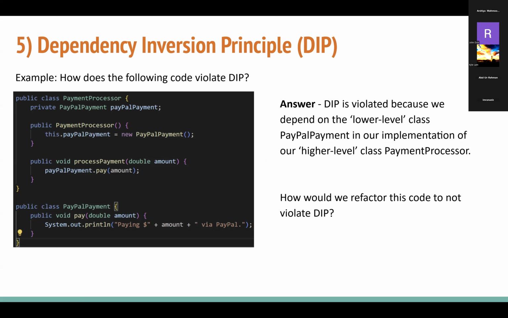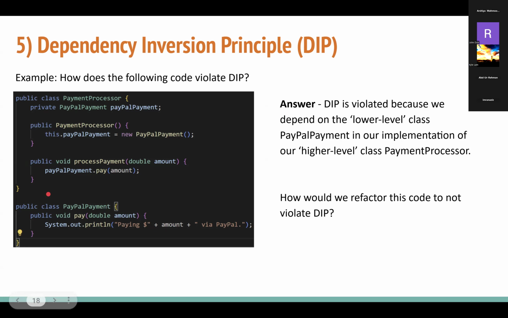All right, good. So essentially, PayPal payment, when you look at it, is a very specific type of payment, right? You might have other kinds of payment, but you're depending on this sole type of payment. And because of that, you violate the DIP, because this is lower level and this is higher level.